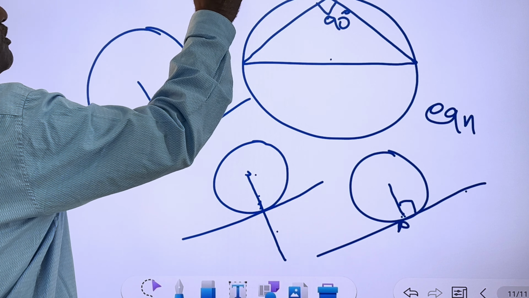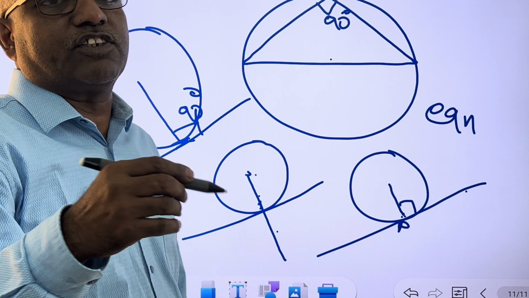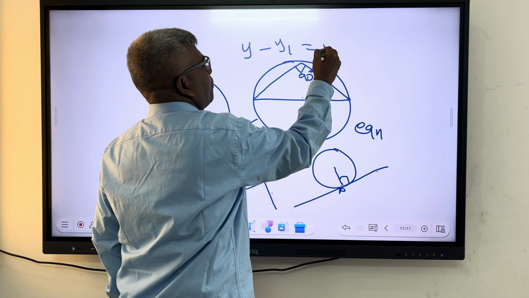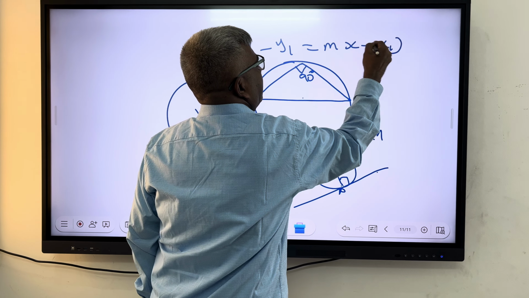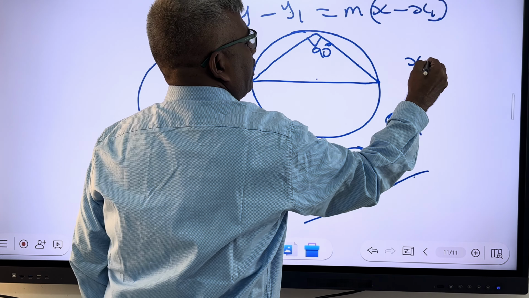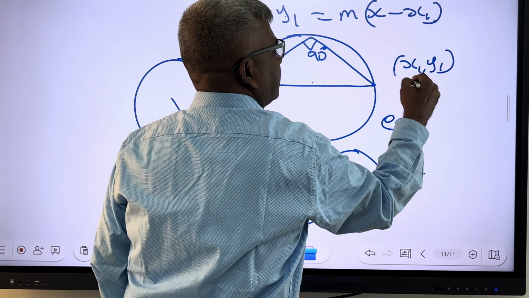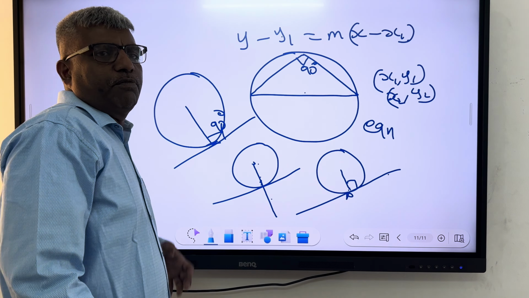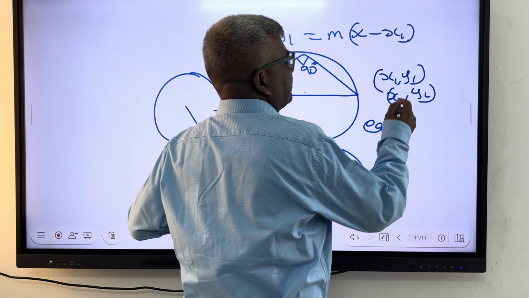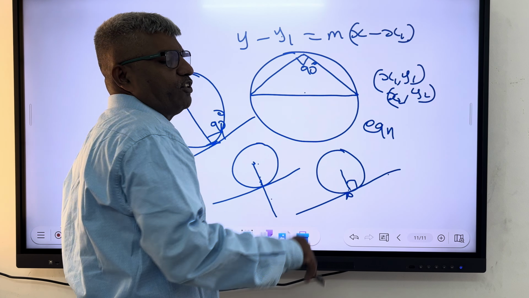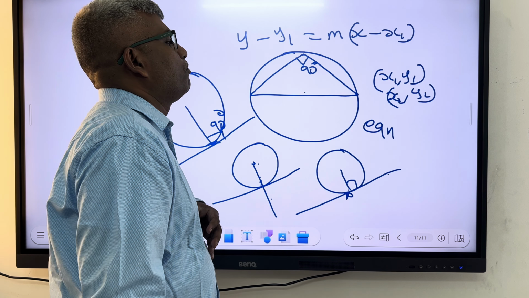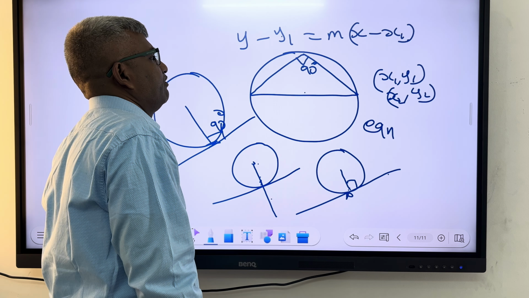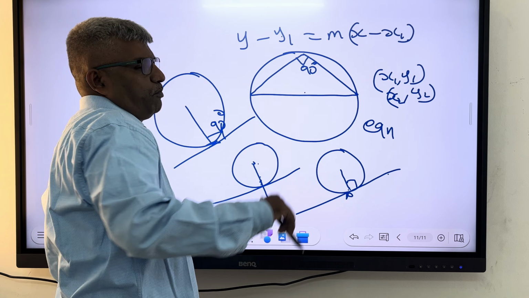Most of the students ask me, sir, whether to take x1 y1 or x2 y2 in this equation, y minus y1 equals m times x minus x1. If you have 2 points, any point you take, it will be the same equation. Better to take the point which has a 0 coordinate, because your calculation will be reduced.